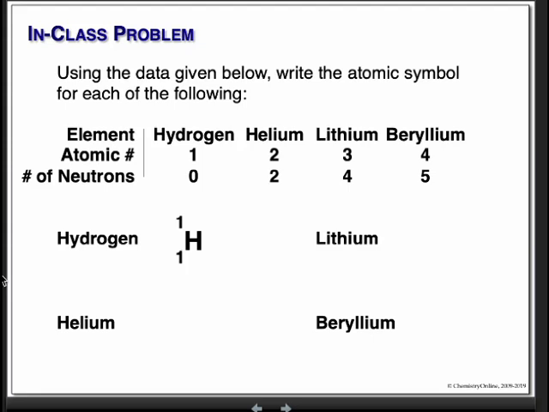Lithium, atomic number of 3. We have 4 neutrons. 3 plus 4 is 7. So the mass number will be 7. The symbol will be Li. And the atomic number as a subscript will be 3.